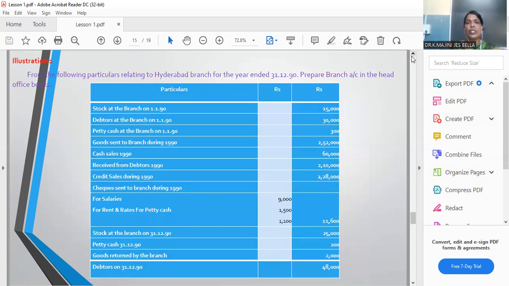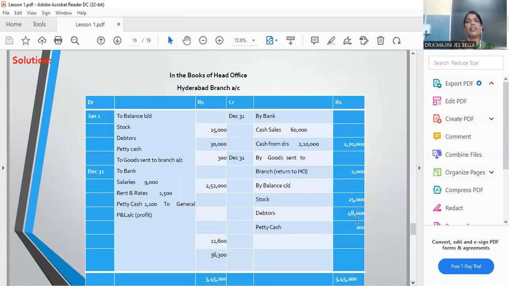How much? See here, goods returned by the branch 2,000. They are returning to their head office. How much is the return? 2,000. If any item is returned by the branch to the head office, we should write it on the credit side.